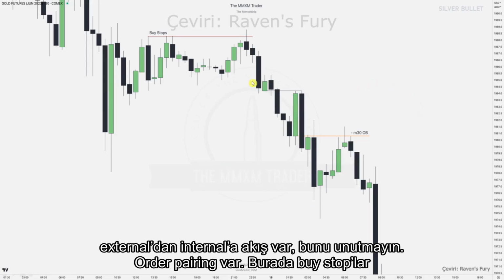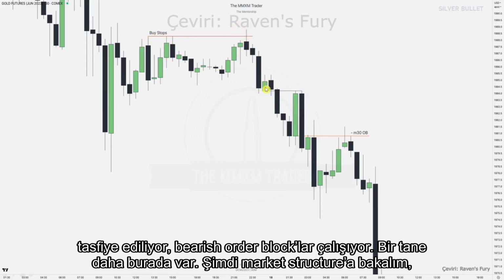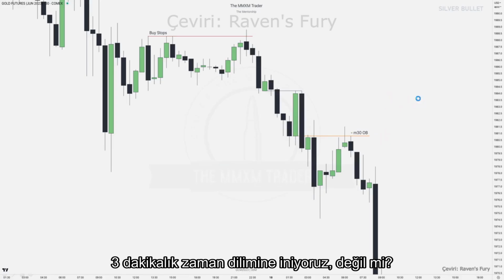Keep that in mind, order pairing. We've got these buy stops being liquidated up here. Bearish order blocks being respected. Another one over here. Now let's look at market structure.